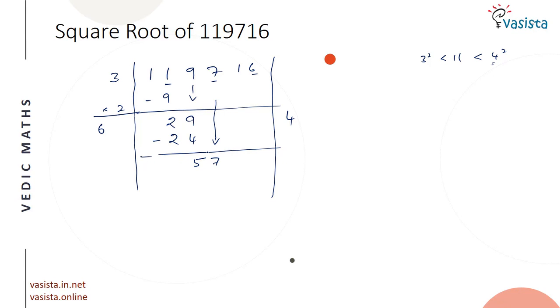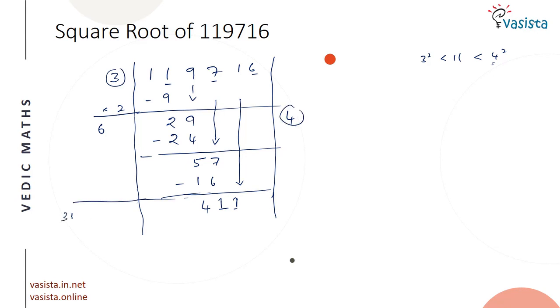See, now you have to find the square of this number. That is 4 4s are 16. Minus 16. So 7 minus 6 is 1. 5 minus 1 is 4. So now bring down 1 here. This is a very important step. You have to take this number, that is 34, and multiply it with 2. 34 into 2 is going to be 68. Now divide 411 by 68.